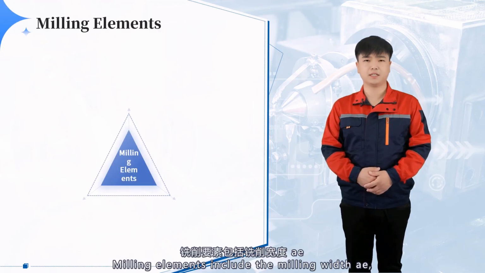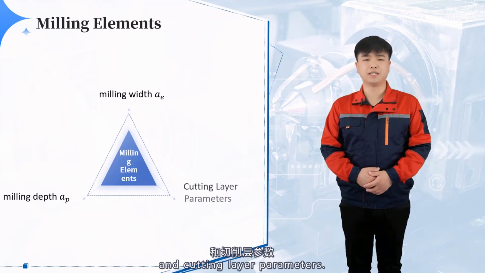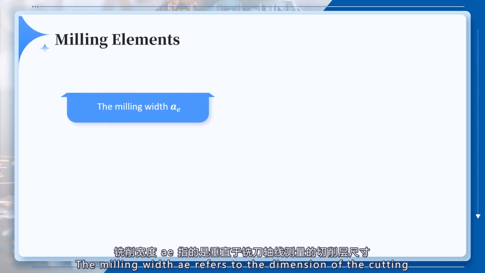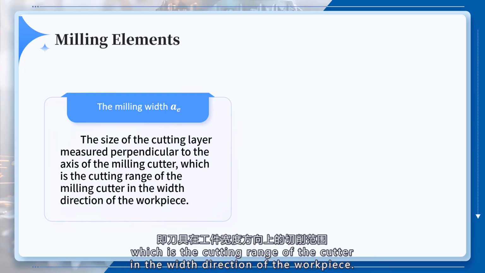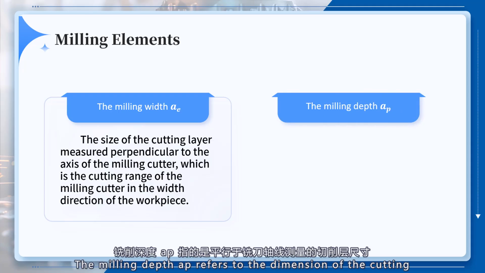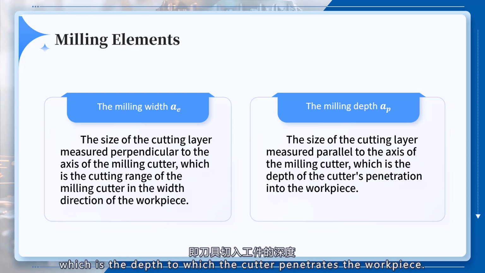Milling elements. Milling elements include the milling width ae, milling depth ap, and cutting layer parameters. The milling width ae refers to the dimension of the cutting layer measured perpendicular to the axis of the milling cutter, which is the cutting range of the cutter in the width direction of the workpiece. The milling depth ap refers to the dimension of the cutting layer measured parallel to the axis of the milling cutter, which is the depth to which the cutter penetrates the workpiece.